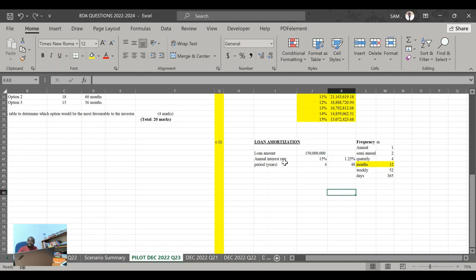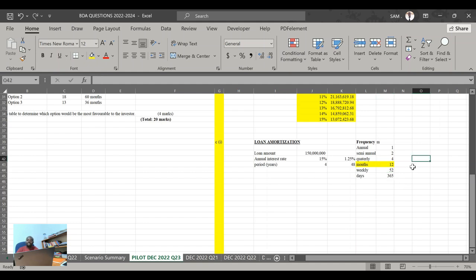So for interest, just take the annual interest rate and divide by the frequency, represented by M. For the period, just pick the number of years given and multiply by the frequency. If your frequency is quarterly, multiply by 4. If it is monthly, multiply by 12. If it is weekly, multiply by 52. If it is days, multiply by 365, unless the examiner advises you to use 366. Those are the two alternative numbers that you can always find.